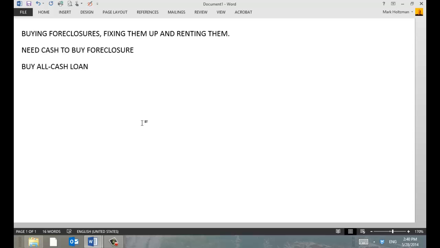On how much of a loan? This one was a $349,000 cash loan. So you buy an all-cash loan and they just give you cash, and you take the cash, you buy the property. And then you have to put money into it.